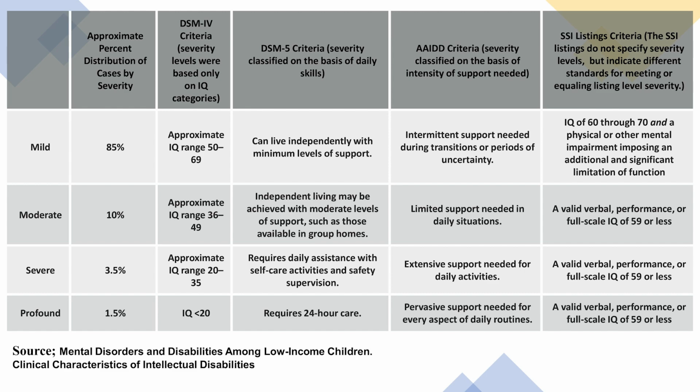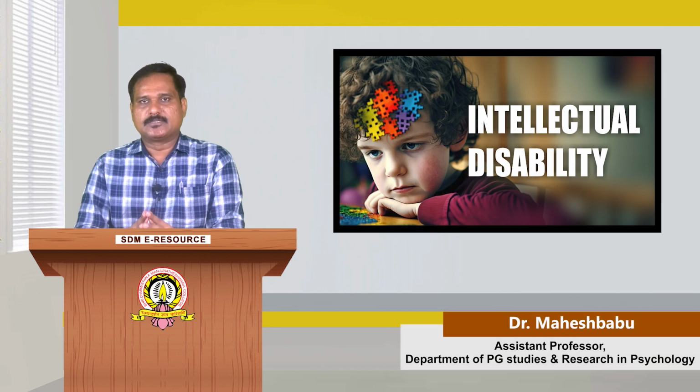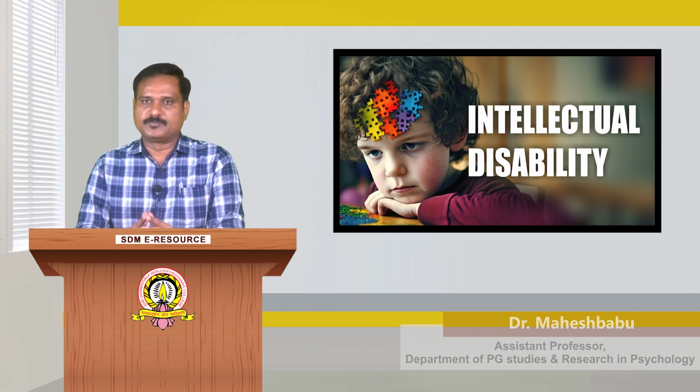The moderate IQ level is about 36 to 49. So here independent living may be achieved with moderate levels of support, such as those available in group homes as well as schools. For severe intellectual disability, the IQ range is approximately 20 to 35. So here it requires daily assistance with self-care activities and safety supervision. Profound is below 20 IQ. It requires 24/7 care from the parents as well as maybe caregivers also.